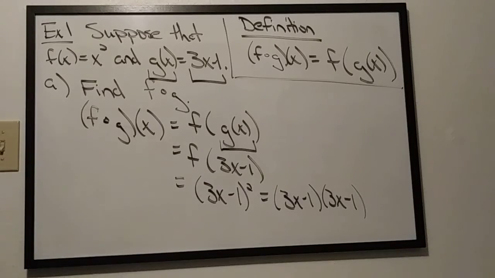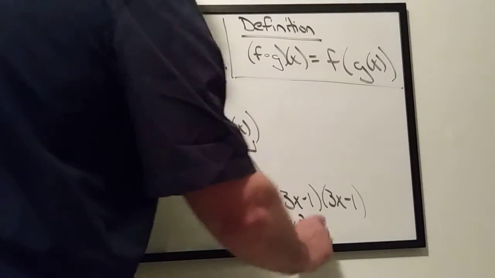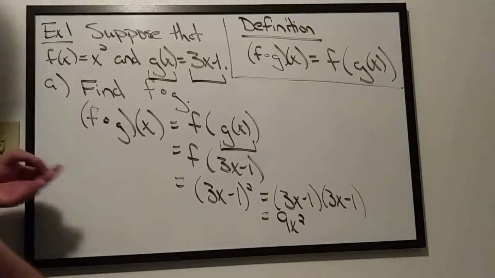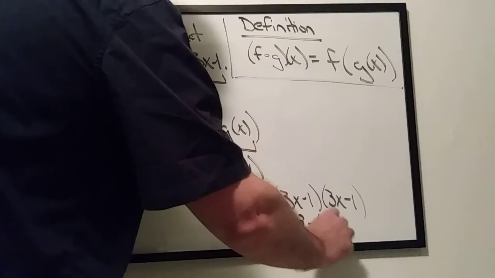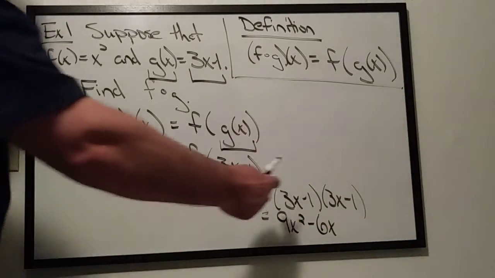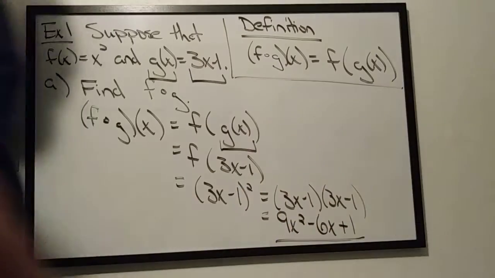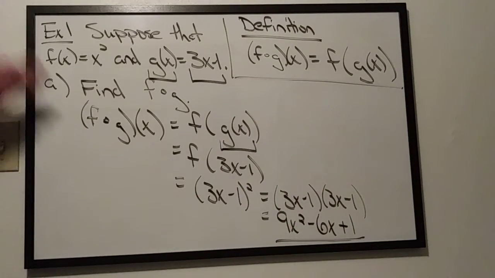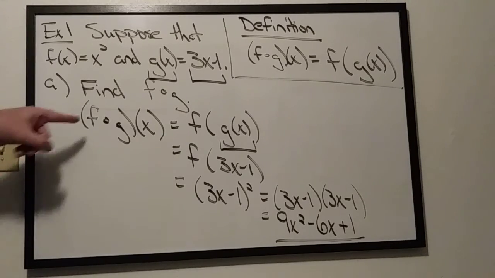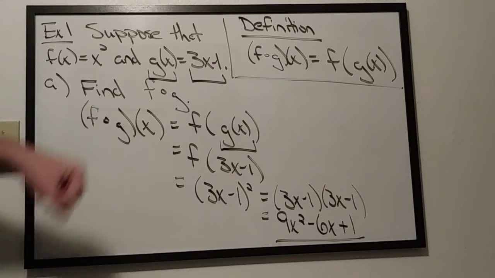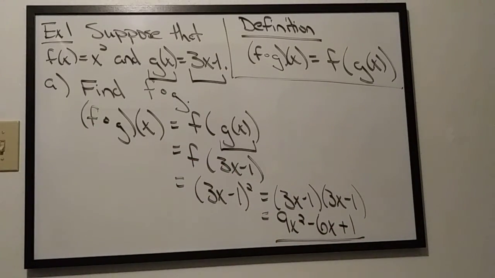So if I FOIL this out, 3x times 3x is going to give me 9x squared. The outer two terms will give me a negative 3x. The inner two terms will give me a negative 3x. So that comes together as a negative 6x. And then the last terms, negative 1 times negative 1, will give me a positive 1. So what we have now done is found a rule for this new function f composed with g. F composed with g takes any x value and gives you back 9x squared minus 6x plus 1.